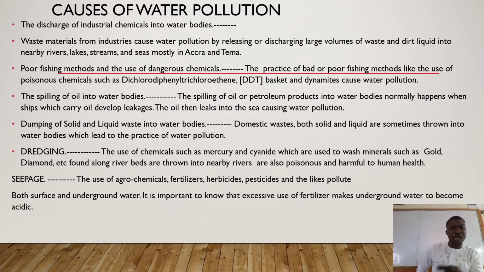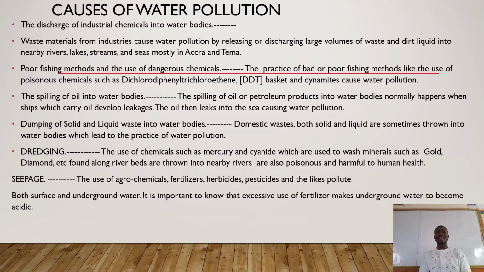What causes water pollution? Okay, as the water is being polluted, or as rivers and lakes are being polluted, there are a lot of factors that are taken into consideration. So let's see the causes of water pollution. One, the discharge of industrial chemicals into water bodies. And what are we saying about this point? We are saying that waste materials from industries, unwanted materials from industries, cause water pollution.